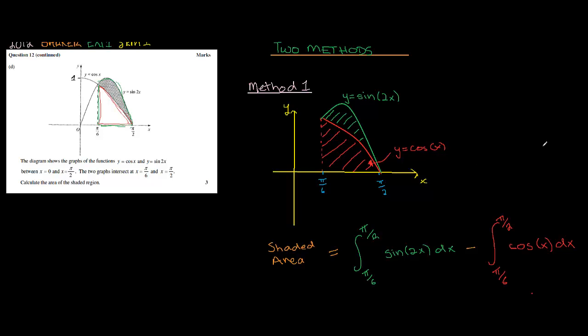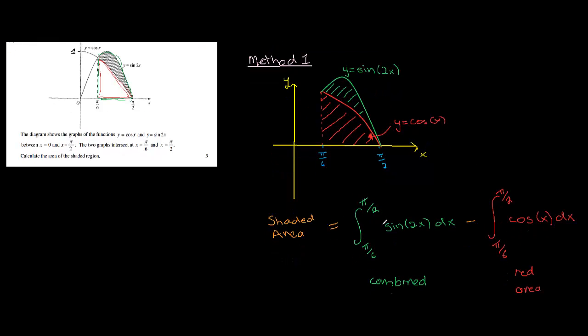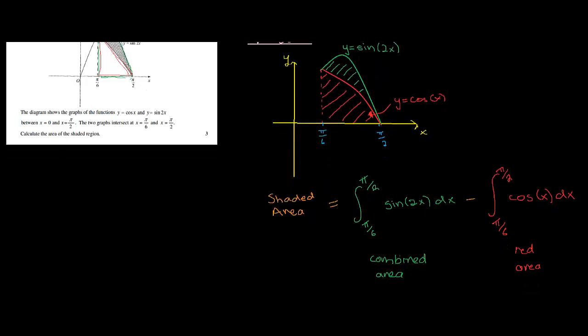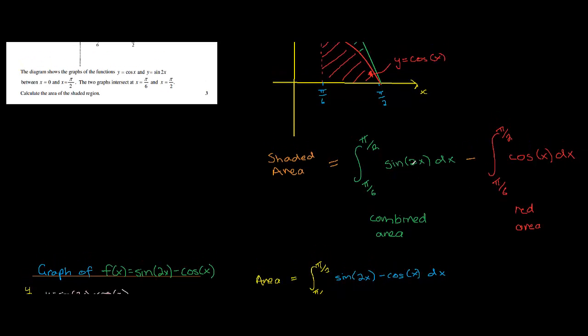So I've written here the shaded area equals the integral from pi on 6 to pi on 2 of sine of 2x. That's this top graph, the whole green one that I've done before, the combined area down here. And then we're minusing the integral from pi on 6 to pi on 2 of cos of x, which is just this red area here. I explained earlier what I meant graphically. This is the algebraic way of saying how we're getting the green area and then minusing the red one. So that's one way of doing it, and to me that makes a lot of sense.